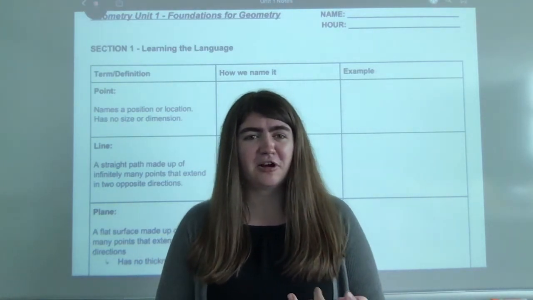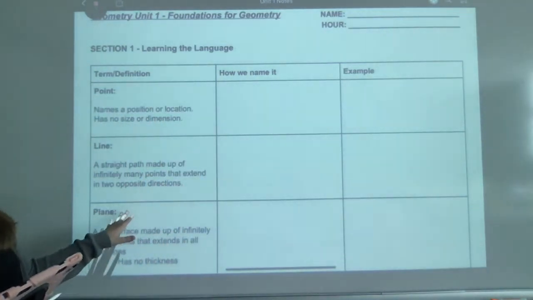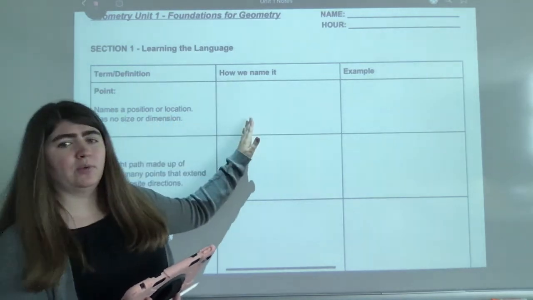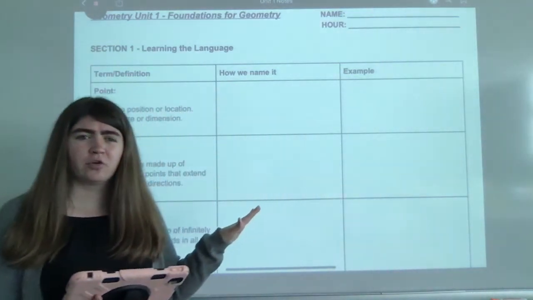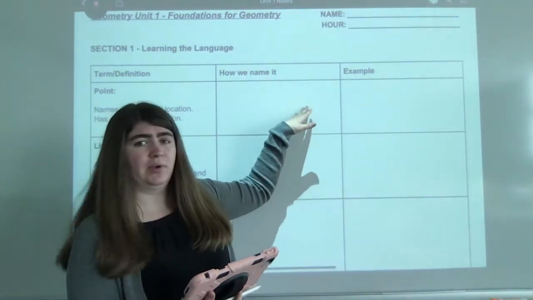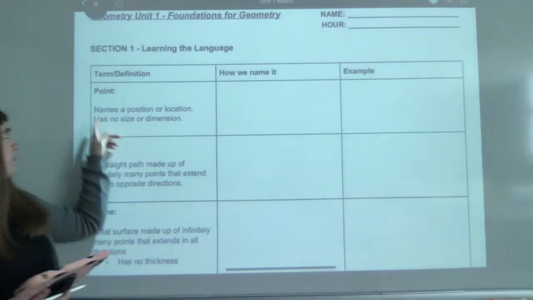And we're going to have a lot of those vocabulary words in today's lesson. So let's get started. Our first thing we want to look at here is this chart. We have the term and definition, how we name it, and an example. I'm actually going to go a little out of order here. We're going to start with the term, draw an example, and then talk about how we name it. All right, so our first vocabulary word is point.